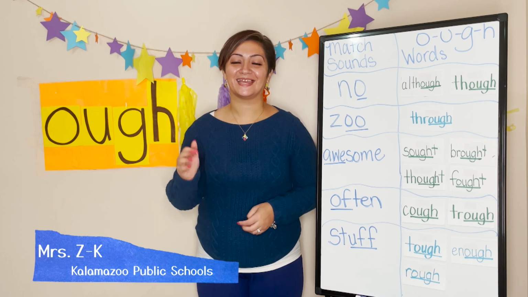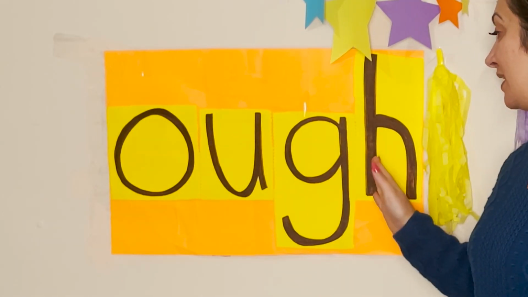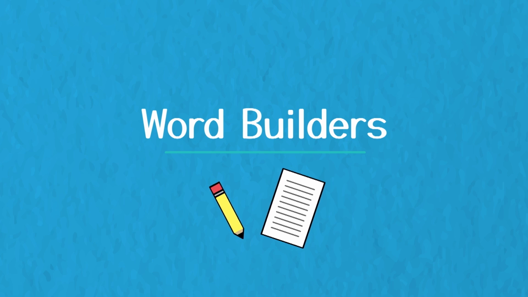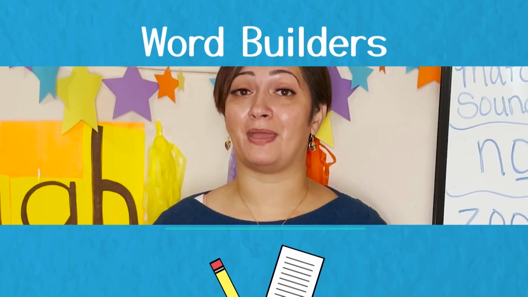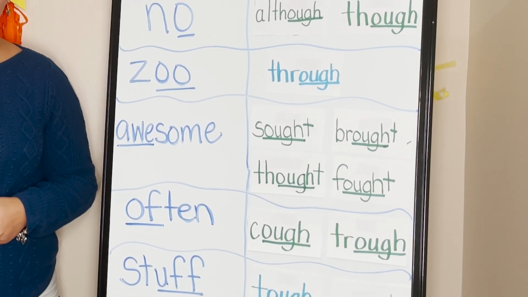I'm Mrs. ZK, and today we are going to be working with our spelling pattern, O-U-G-H. Today our goal is to practice reading words with O-U-G-H. In order to do that, we're going to practice some of the sounds that O-U-G-H can make in different kinds of words. Right here I have a sound chart that we're going to read through.